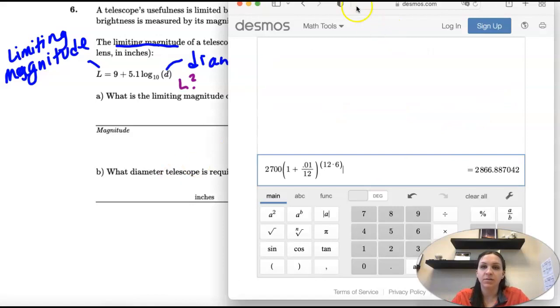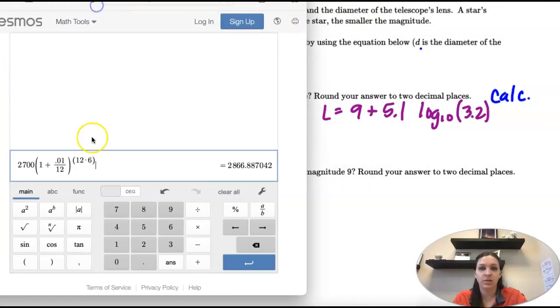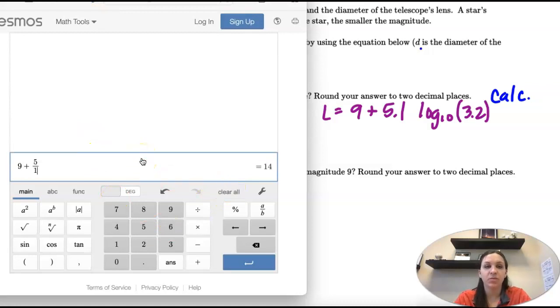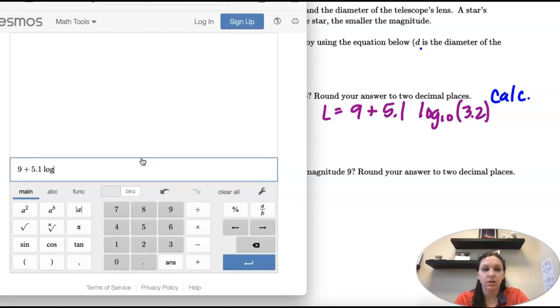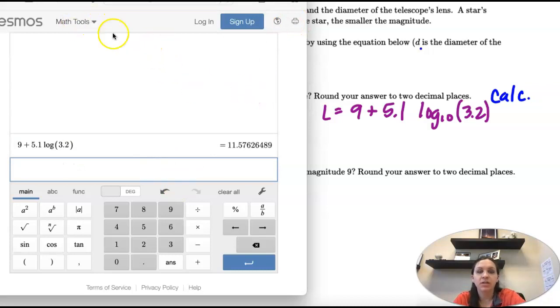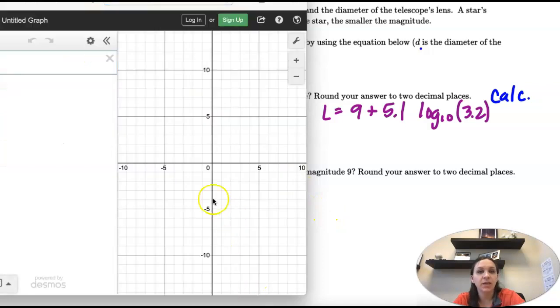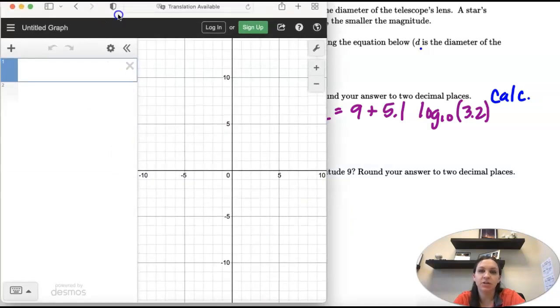Alright, so my last problem, 9 plus 5.1 log base 10, is always the base. I think it's going to have an error. It doesn't like when you do bases on here. 3.2. If you want, this is 11.58, but if you need a log with a base, you have to use the graphing calculator. We'll do it here too.